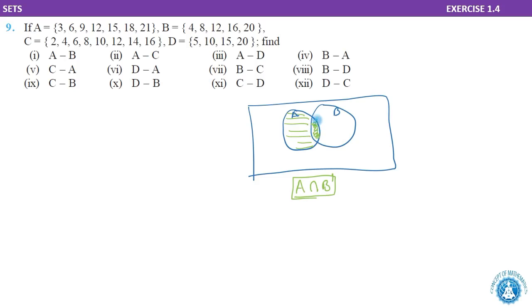And if sets A and B are disjoint sets, then A minus B will be A only, that means we will not remove any elements from A. And otherwise we will remove the common elements which are present in both sets. So let us do this one.